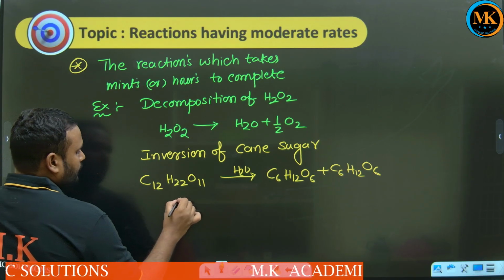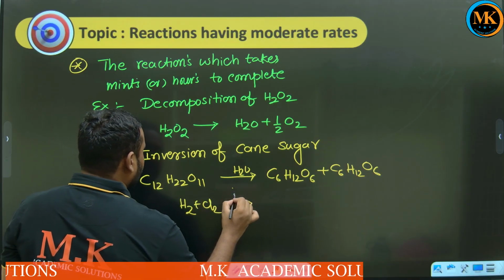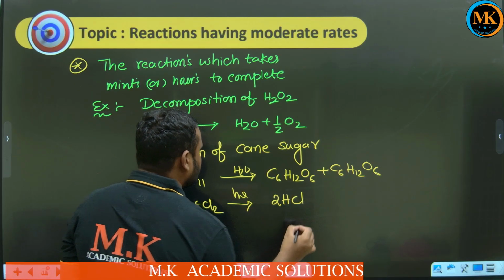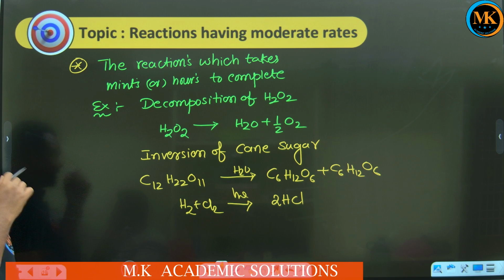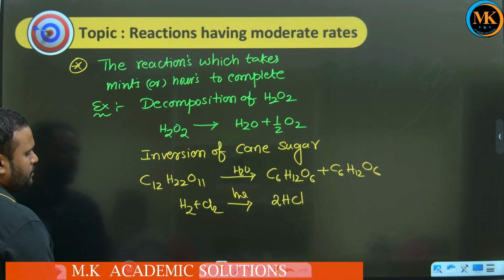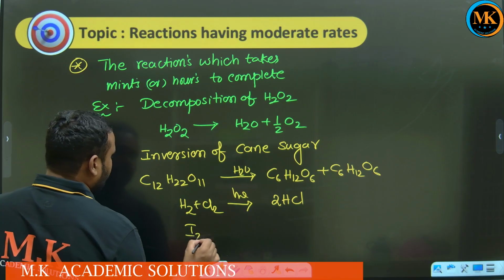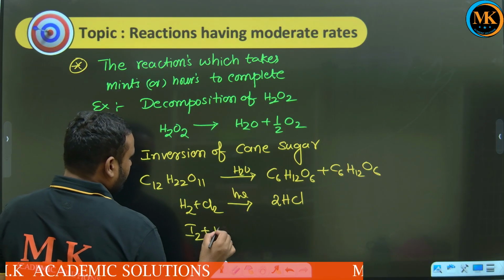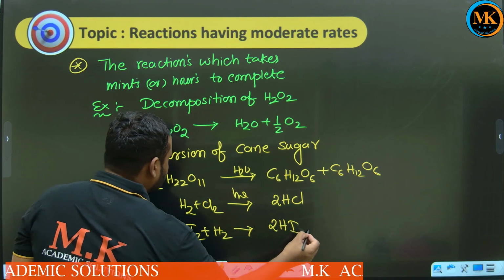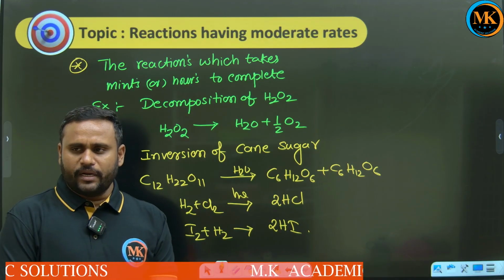And H2 plus Cl2 in the presence of sunlight gives 2HCl. It is also a moderate reaction. And you can take a number of examples, like H2 plus I2 gives rise to 2HI, etc. These are some of the examples of moderate reactions.